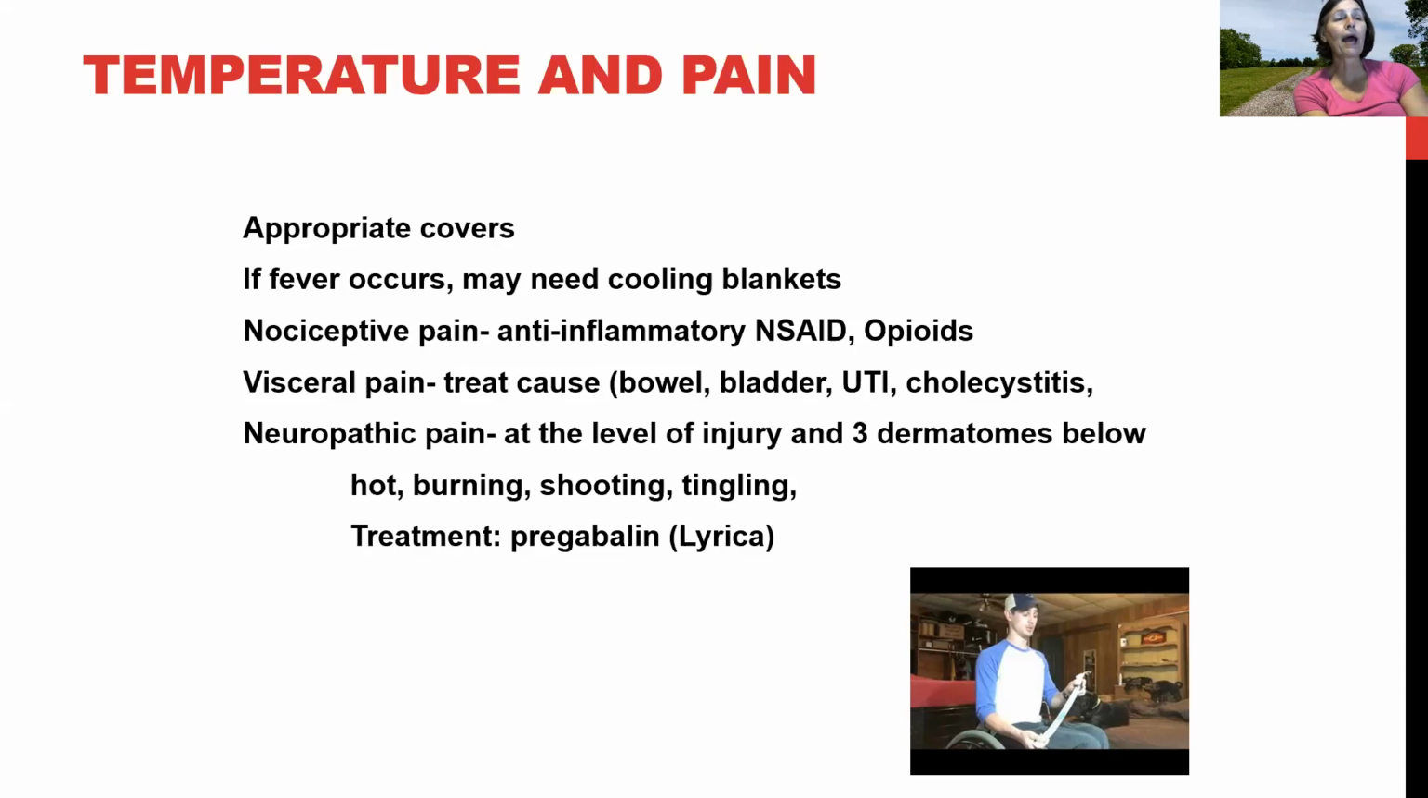If it's neuropathic pain, remember that's the shooting, tingling, numbness pain that comes from direct injury to the neurons within the spinal cord, and 3 dermatomes below it. Hot, shooting, burning. Most commonly, the drug we give for that is Lyrica, pregabalin. Lyrica is a good drug for neuropathic pain.